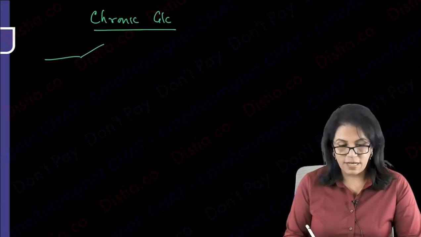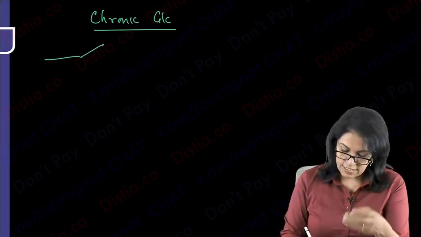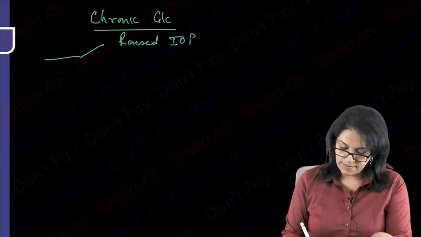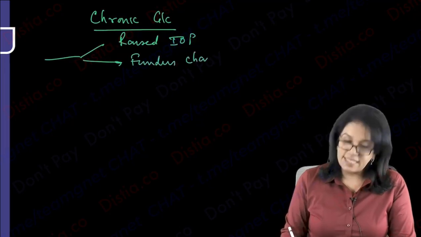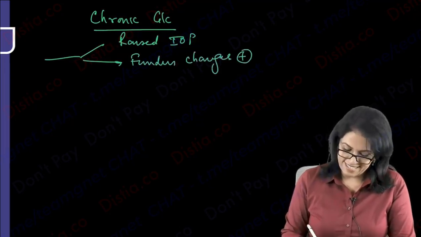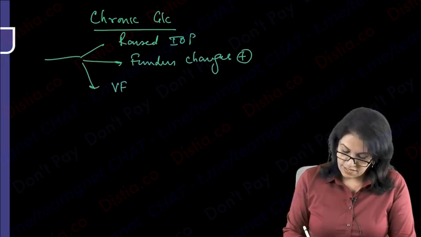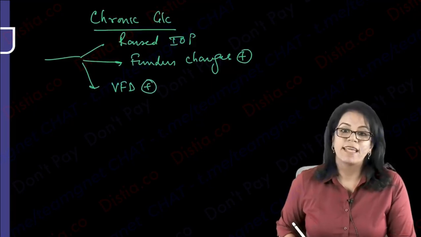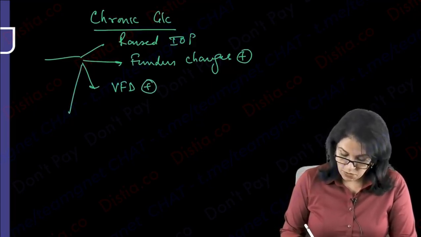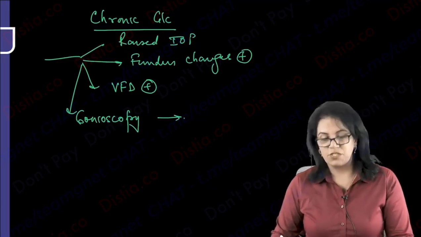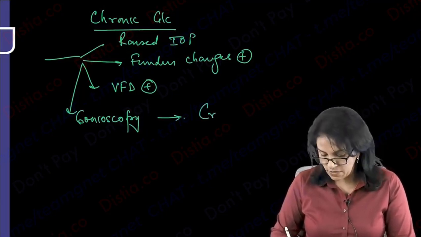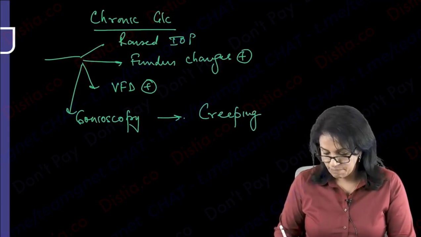What were the features in open angle? That means IOP changes, so I will be getting raised IOP in this patient. Then there will be fundus changes. This is the easiest way to understand and retain. Visual field defects are also present. And apart from that, when I do gonioscopy, I see angles are closed. Typically, we describe it as creeping angle closure. Slowly the angle is closing, we call it creeping angle closure.